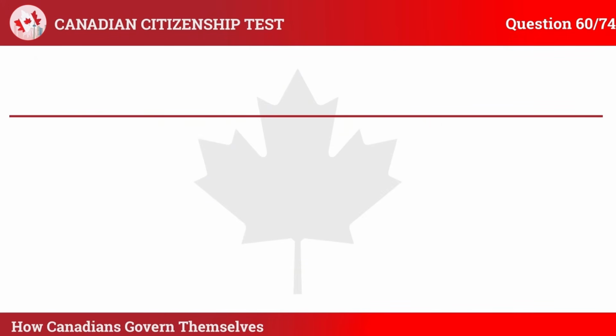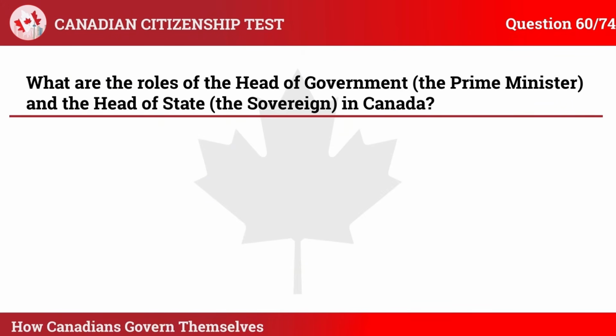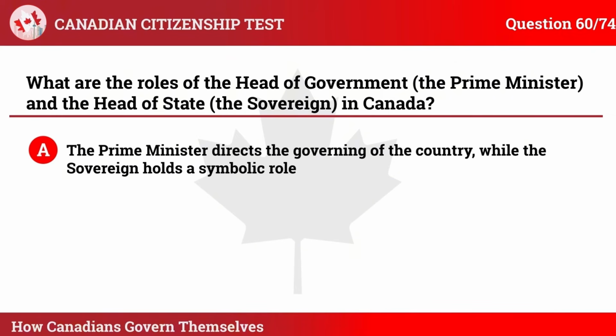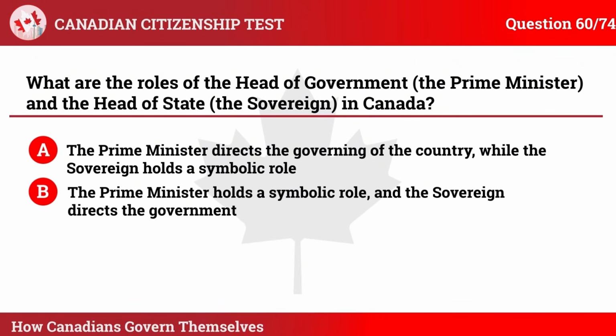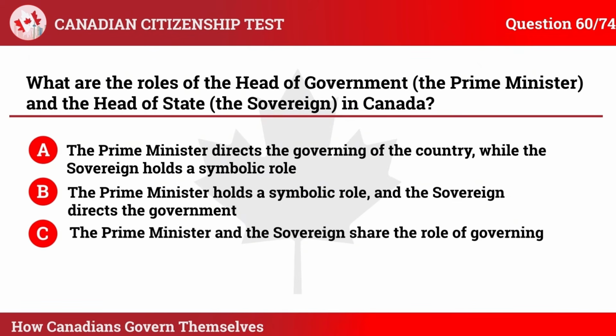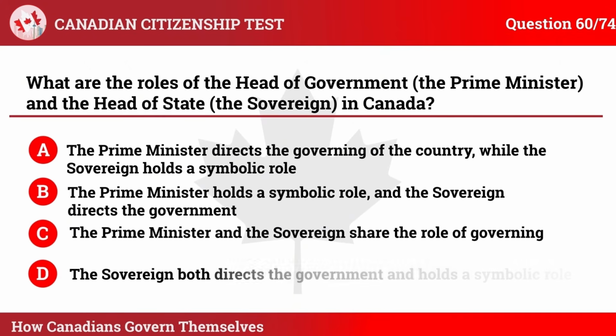Question 60. What are the roles of the head of government, the Prime Minister, and the head of state, the sovereign, in Canada? A. The Prime Minister directs the governing of the country, while the sovereign holds a symbolic role. B. The Prime Minister holds a symbolic role, and the sovereign directs the government. C. The Prime Minister and the sovereign share the role of governing. D. The sovereign both directs the government and holds a symbolic role.